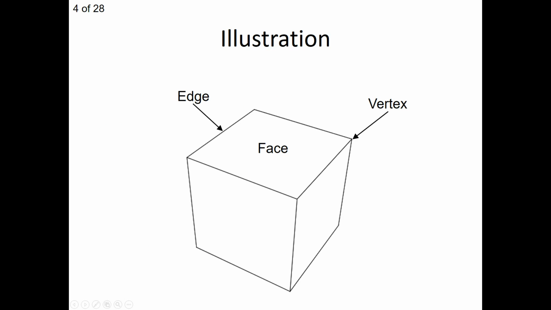So here's a cube or some sort of rectangular prism, and each of the faces we see. So yes, you want to look at it from the perspective of a three-dimensional figure. We see the face is the actual plane. Where those planes intersect, we call those the edges, and where the edges intersect, we call that the vertex.